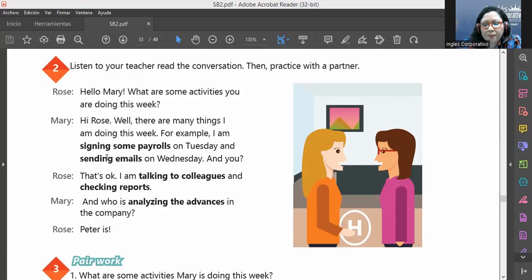Bien. Cuando expresamos las actividades que tenemos ya en agenda o que ya son parte, ¿verdad?, de nuestra actividad que vamos a hacer en esta semana o la siguiente semana, for this and next week, we use present continuous. For example, we say, I am signing some payrolls. Estoy firmando las, ¿cómo se llama esto? Listas de pago, ¿verdad? Las planillas, ¿ok? Estoy firmando la planilla, ¿verdad? O algunas planillas. Then it says, and aquí utilizamos este mismo sujeto, miren, I am, ¿verdad?